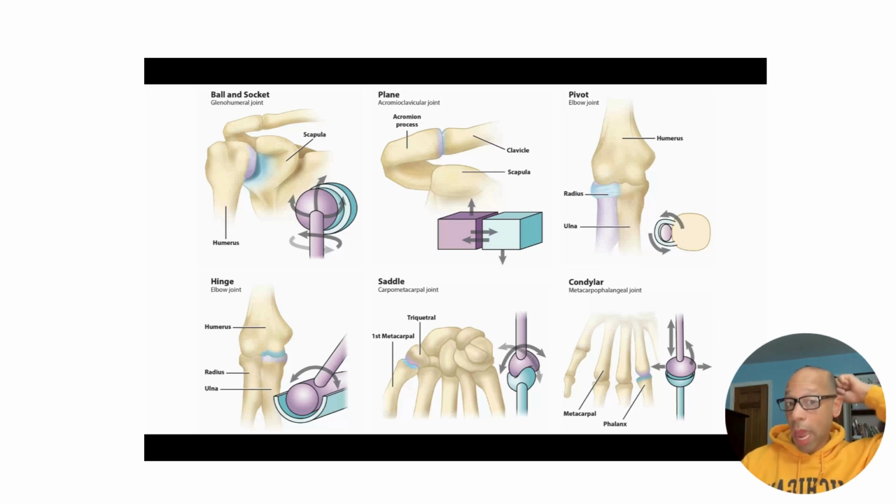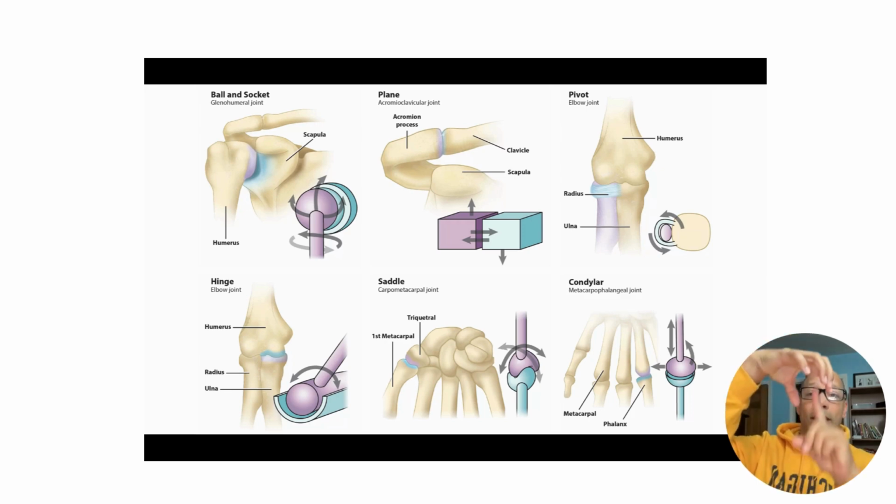So we have our atlas, which is our first cervical vertebrae all the way at the top. And then our second cervical vertebrae right below it is our axis. So we have our atlas and then our axis. And this is a pivot joint where the atlas sits on top of the axis and allows us to pivot our head to the left and to the right.